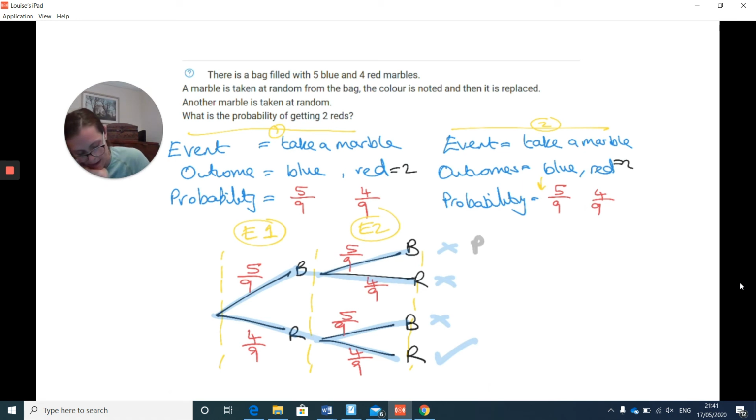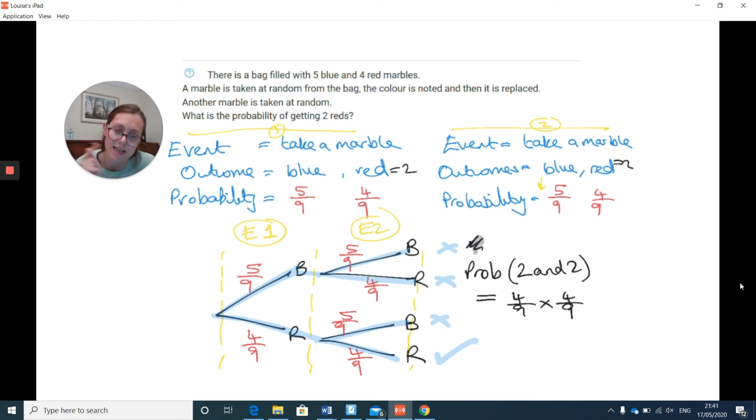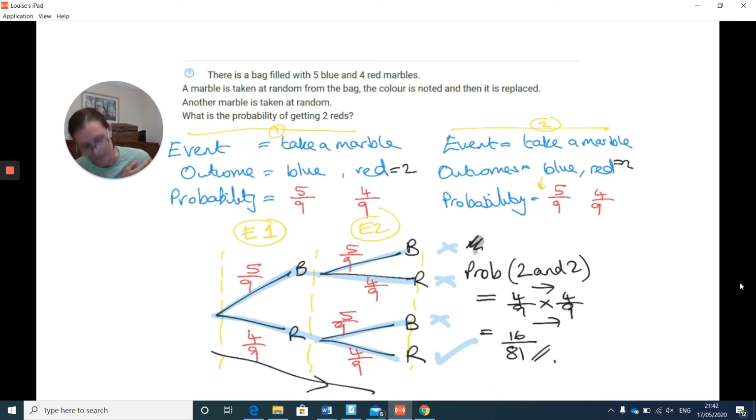So my probability of red and red will be equal to 4 over 9 times 4 over 9. Because when we go down the branches, so when I'm going down here, I'm multiplying. And when I multiply fractions, I times across the top, times across the bottom, so I should get 16 over 81 as my final answer. Okay, so that's how all this question comes together. Building your tree diagram, calculating the probability.